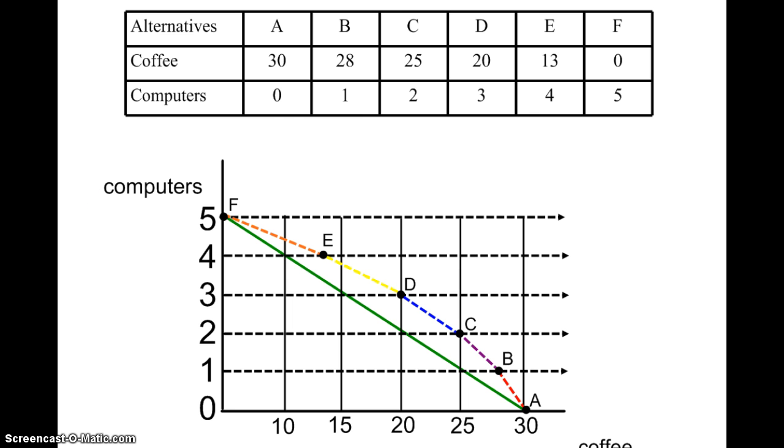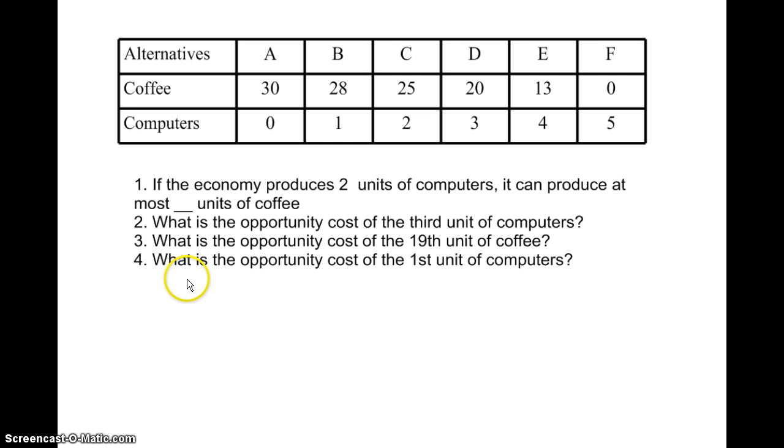All right, let's consider a few questions here. Same data. If the economy produces 2 units of computers, it can produce at most how many units of coffee? Okay, this question, all you need to do is locate on the table where 2 units of computers are. Right here, at C. So at most they can produce how much coffee? 25 units. Now let's do a few opportunity cost questions.